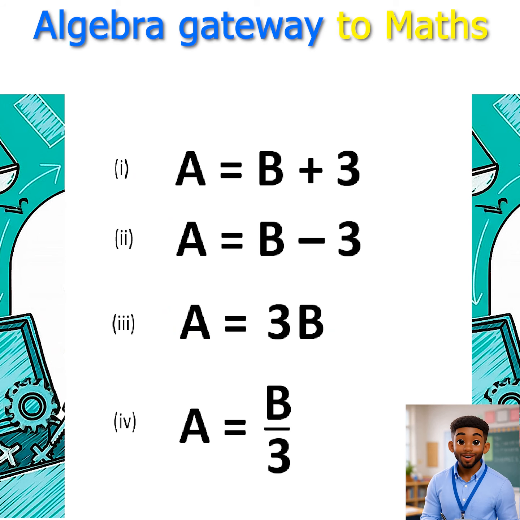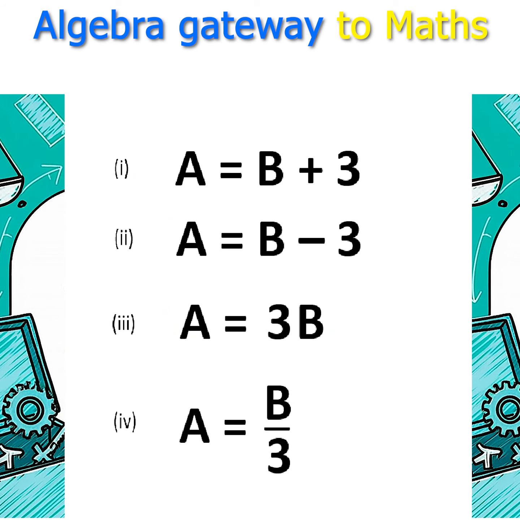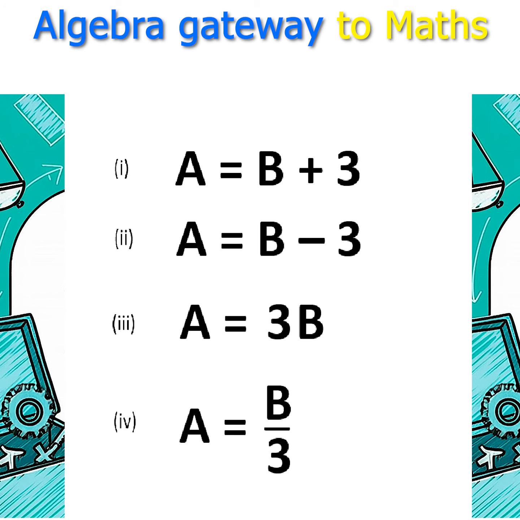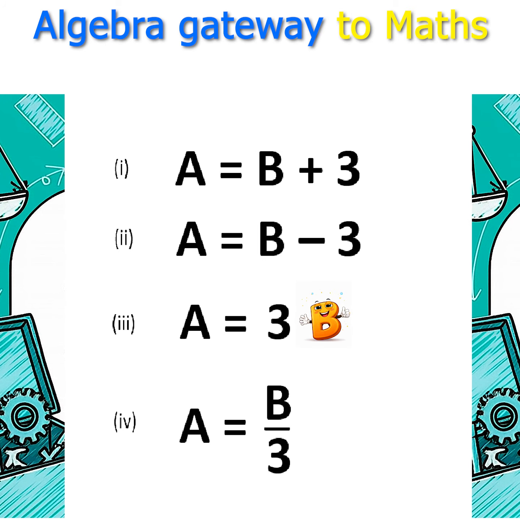Okay, let's see how the toolbox works. Look at these 4 equations. Let's remove 3 from each of the equations, so B becomes the subject instead of A. Let's see the toolbox in action.